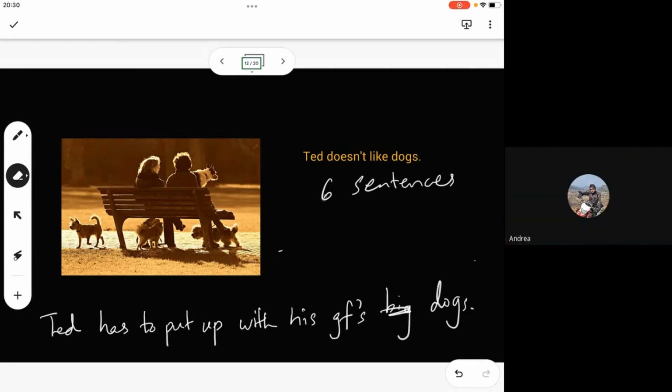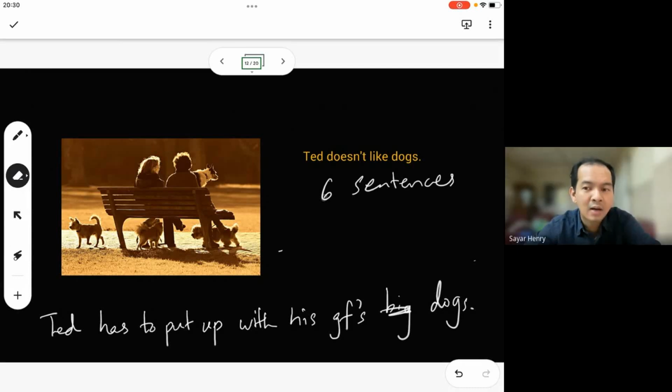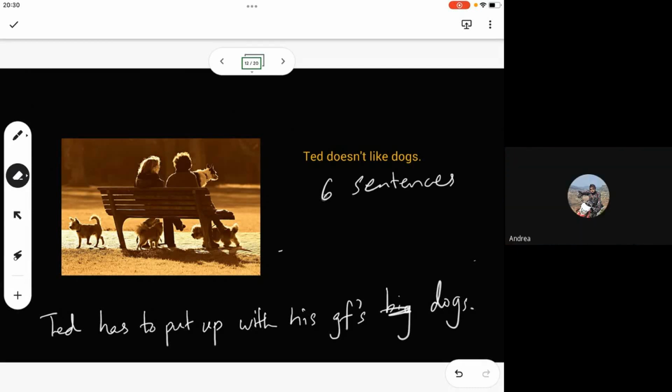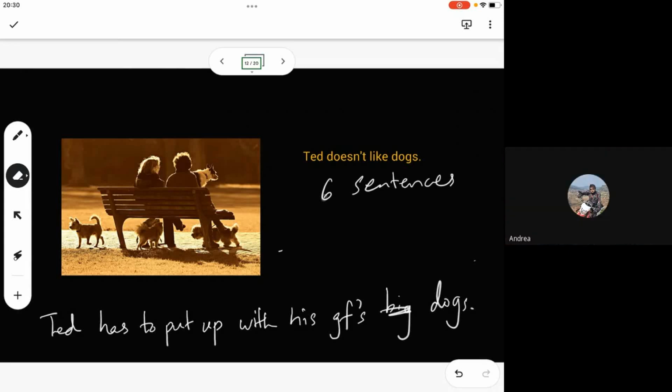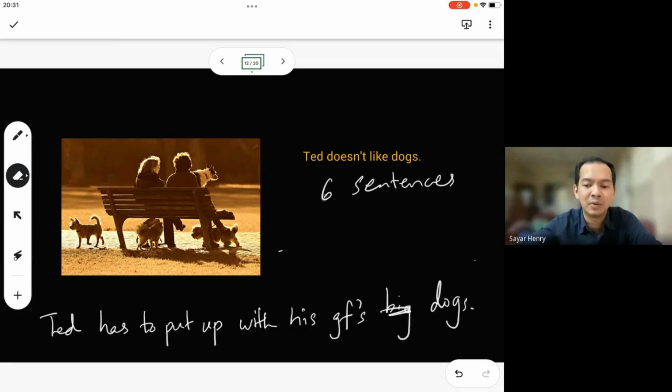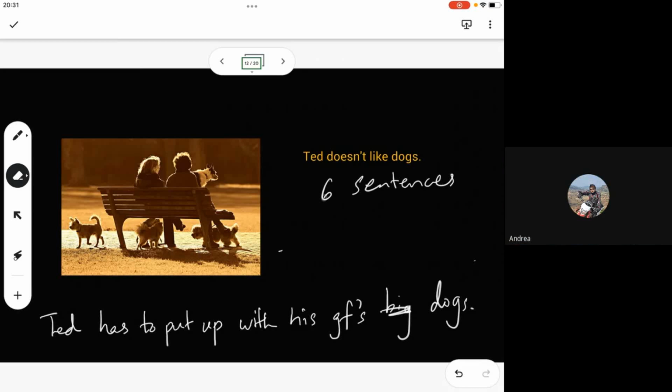Okay, so Tan doesn't like dogs because dogs lick. Dogs like to lick people, and dogs are noisy.